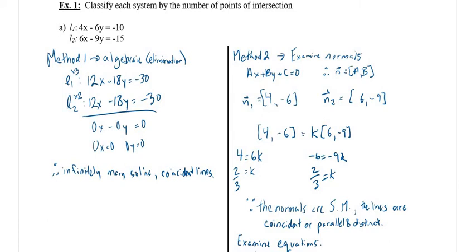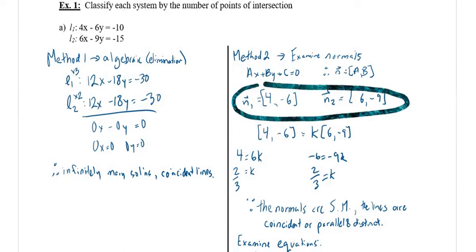So think back. We said in a scalar equation for a line in the form ax + by + c = 0, our normal is going to be (a, b). So what that means is that we're going to take the a and b coefficients from our two equations, and rewrite them in vector form, just like we did down here. And then all we have to do is compare.